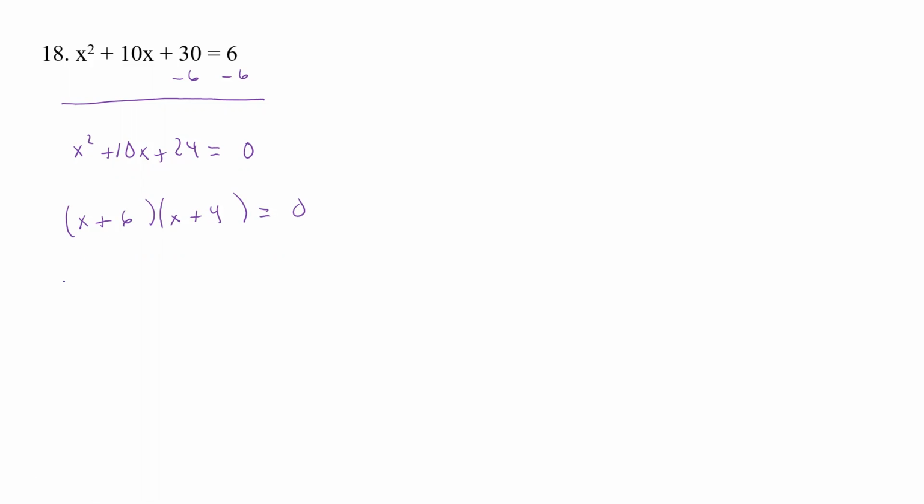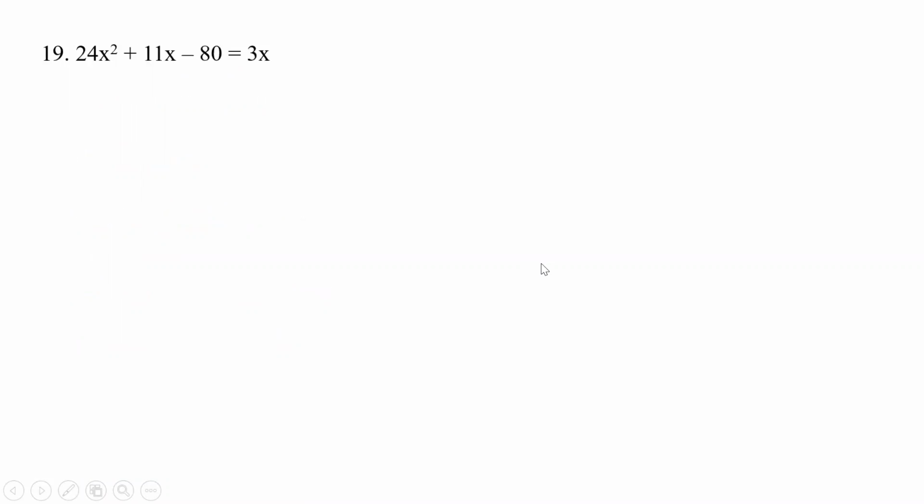So when we take that, we say x plus 6 equals 0, and x plus 4 equals 0. Take the 6 over, we get x equals negative 6. Take the 4 over, we get x equals negative 4. Okay. And I think one last one here.